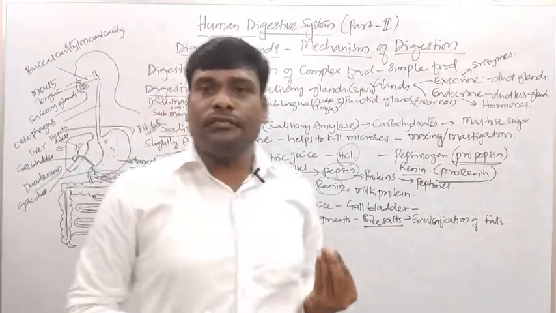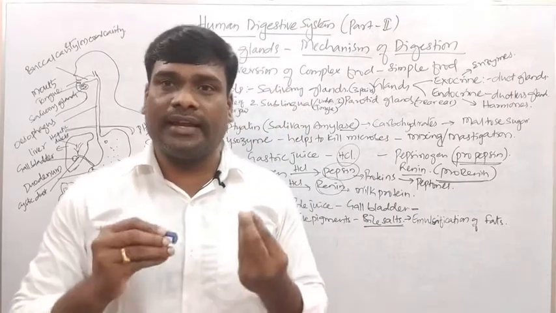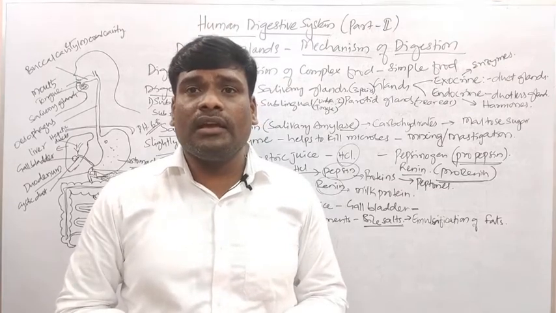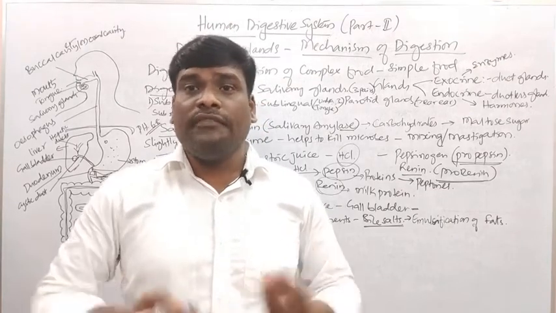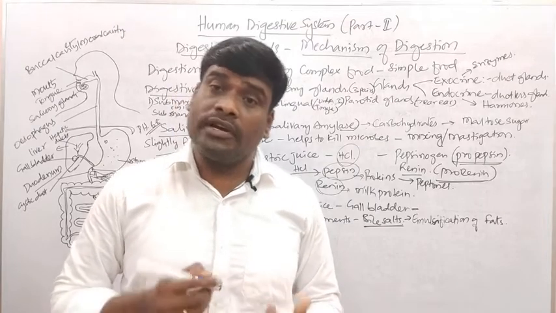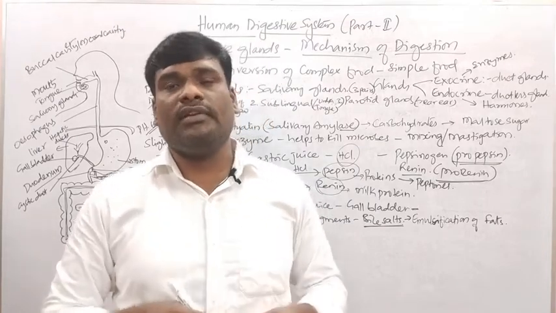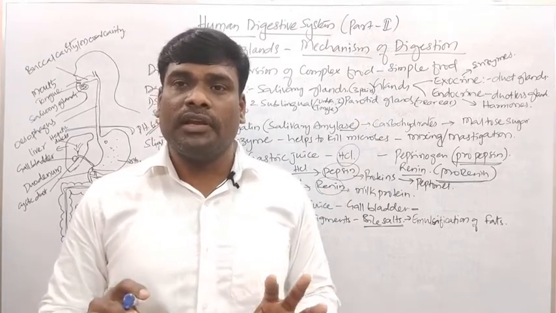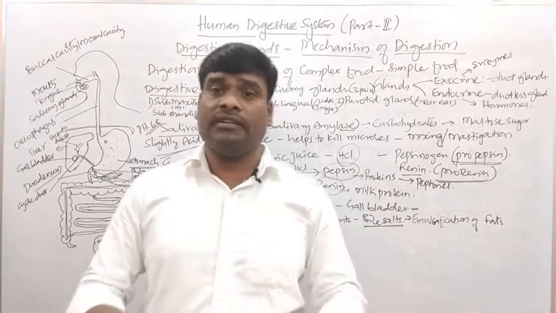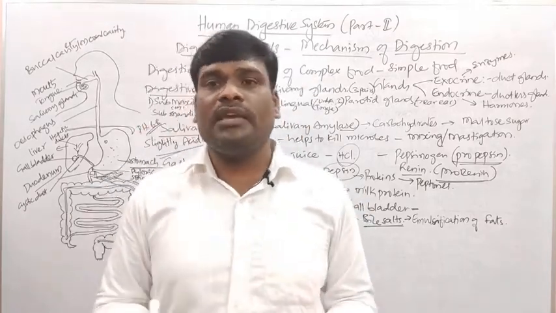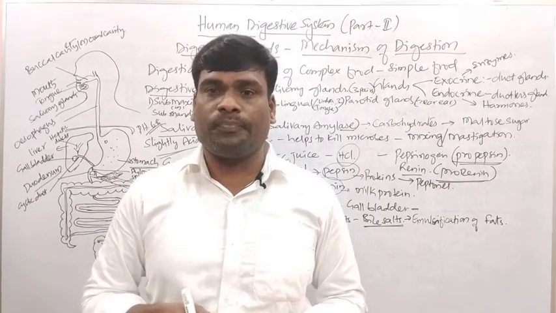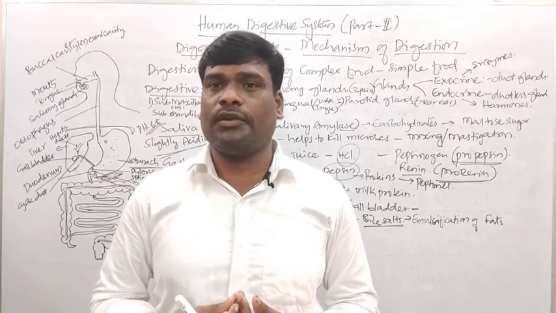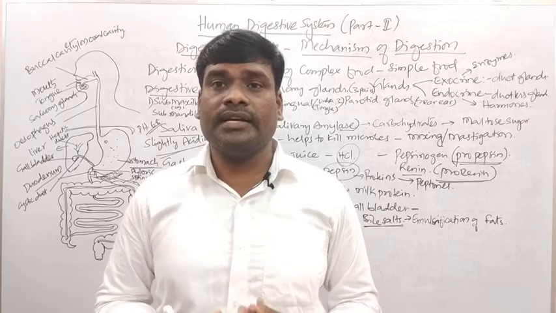If the insulin hormone is not secreted in our body, what happens? The excess sugar cannot be converted into glycogen. If it is not converted into glycogen, this excess sugar will be eliminated outside of our body through urine. If sugar is eliminated from our body, we become fatigued, right? We will be unable to do the work, children. There will be a lot of fatigue. That condition we call diabetes.